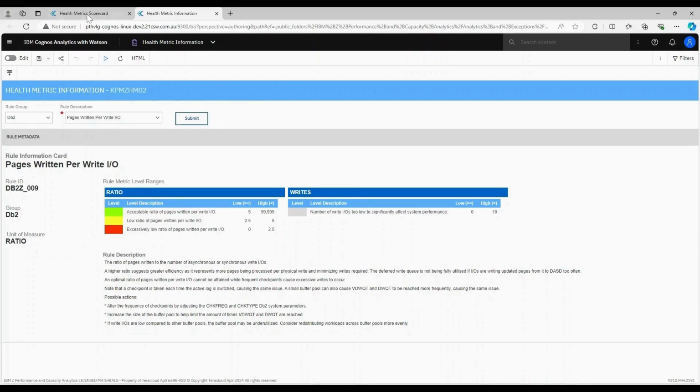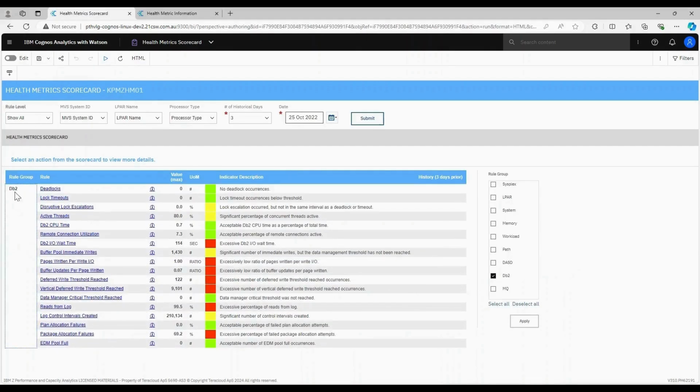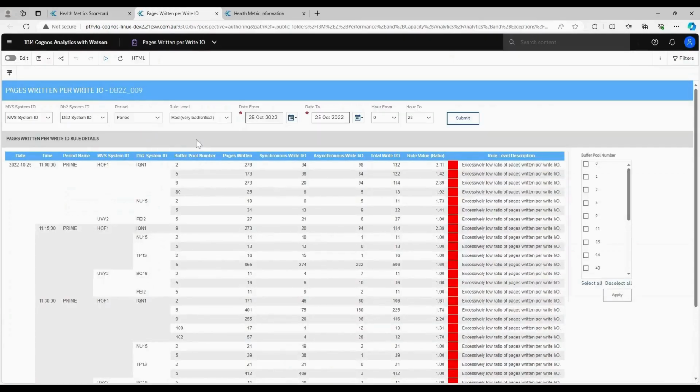Now, going back to our scorecard, we can see the pages written per write IO rule is marked red, indicating the presence of a significant issue during the day for this rule. Clicking on the rule's name allows us to drill down for a detailed view of the data triggering this red level. Here, we can see the data has been filtered to only show the severe red level data. There is a rule level drop-down available to filter by other colors or display all data, but we will keep the red filter for now.